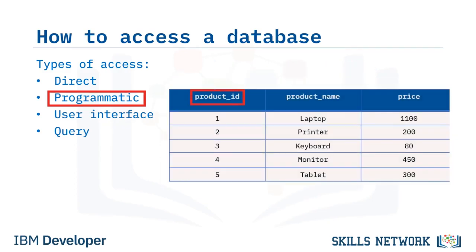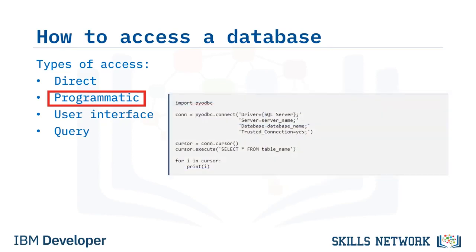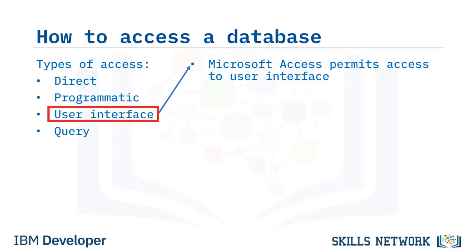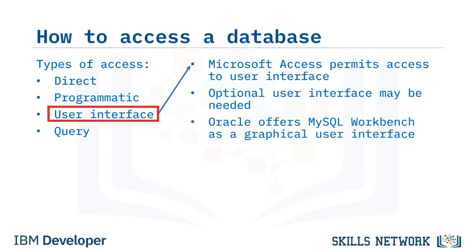This table showing product ID, product name, and price is an example of connecting to SQL Server from a Python program and extracting data and displaying information. The server name, database name, and table name are given in this code example. A database, like Microsoft Access, is designed to permit database access through its user interface. With SQL databases, an optional user interface may be needed to make usage easier. Oracle offers MySQL Workbench as a graphical user interface, or GUI, for use with MySQL.